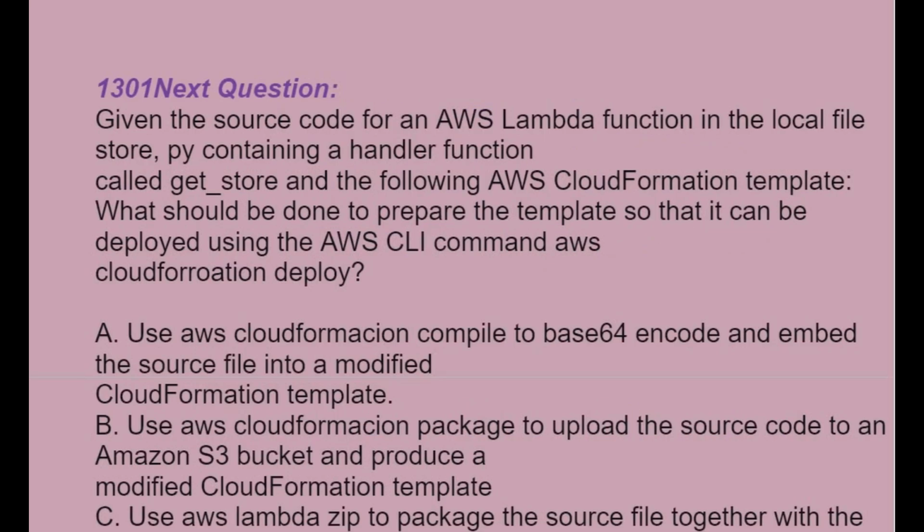Question is, given the source code for an AWS Lambda function in the local file store.py containing a handler function called get_store, and the following AWS CloudFormation template, what should be done to prepare the template so that it can be deployed using the AWS CLI command aws cloudformation deploy?